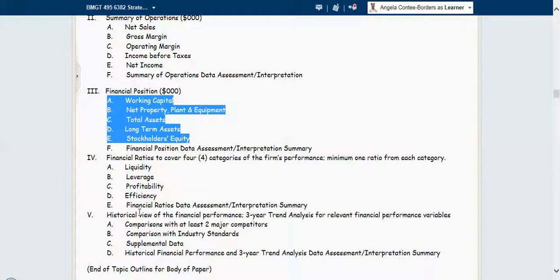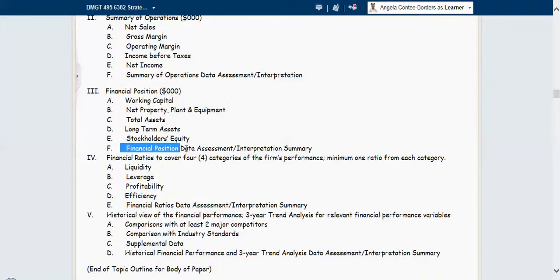So for this company, what does their working capital, their assets, their long-term assets, what does that mean? This financial position data assessment interpretation, again, is not just putting the numbers on paper, but saying, what do those numbers mean? You'll also need to get ratios for the company. So you'll have liquidity, leverage, profitability, efficiency. And then a historical review allows you to look at two of their major competitors.